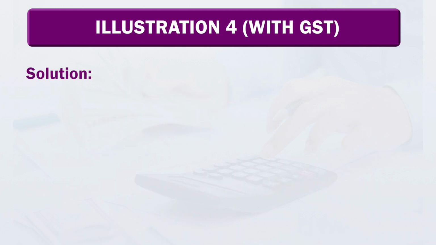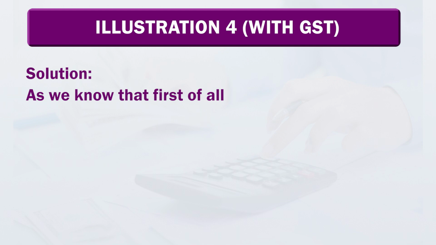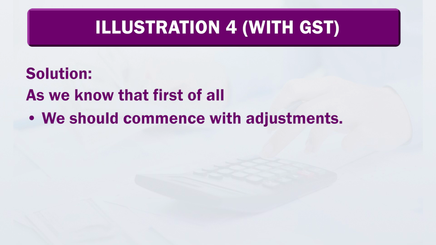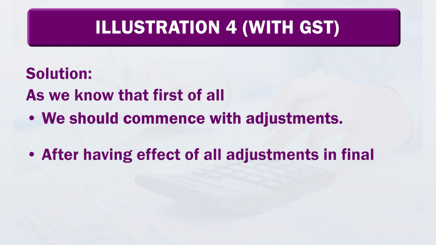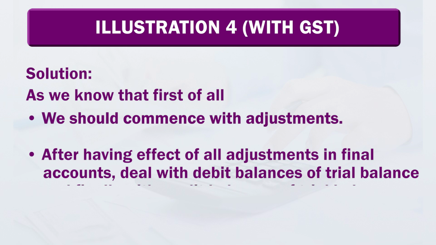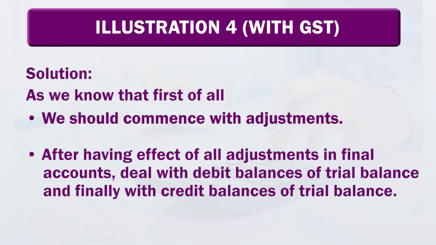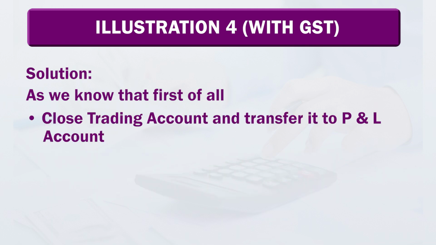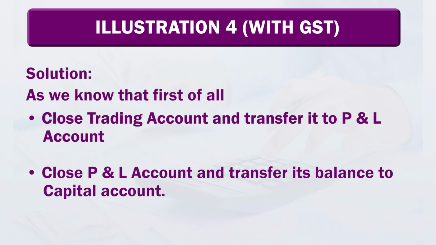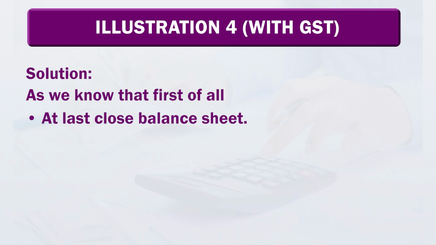Now, let us see the solution. As we have explained in the previous units, as and when we solve a final accounts problem, we should always commence with the adjustments. Then we should take the effect of the adjustments in the final accounts, deal with the debit side of the trial balance, and finally the credit side of the trial balance. Then you close the trading account and transfer it to the profit and loss account, close the P&L account and transfer it to the capital account in the balance sheet, and finally you close the balance sheet.